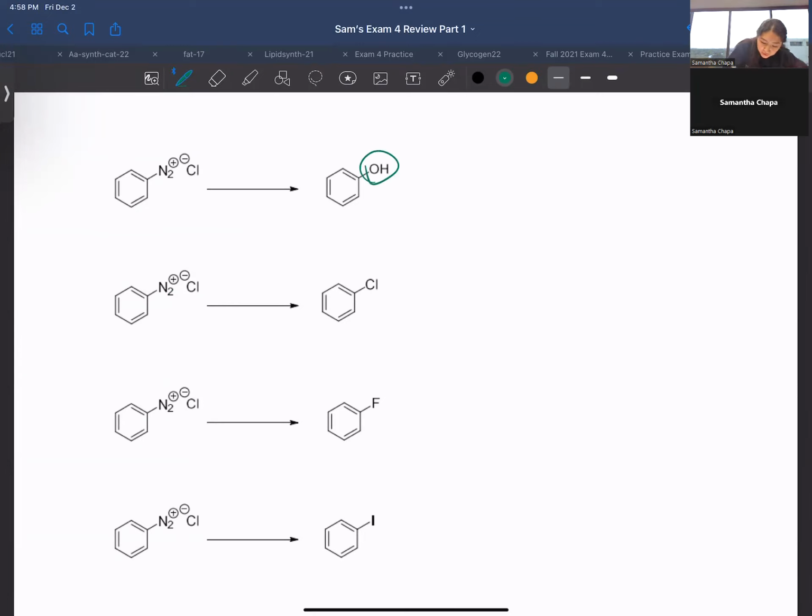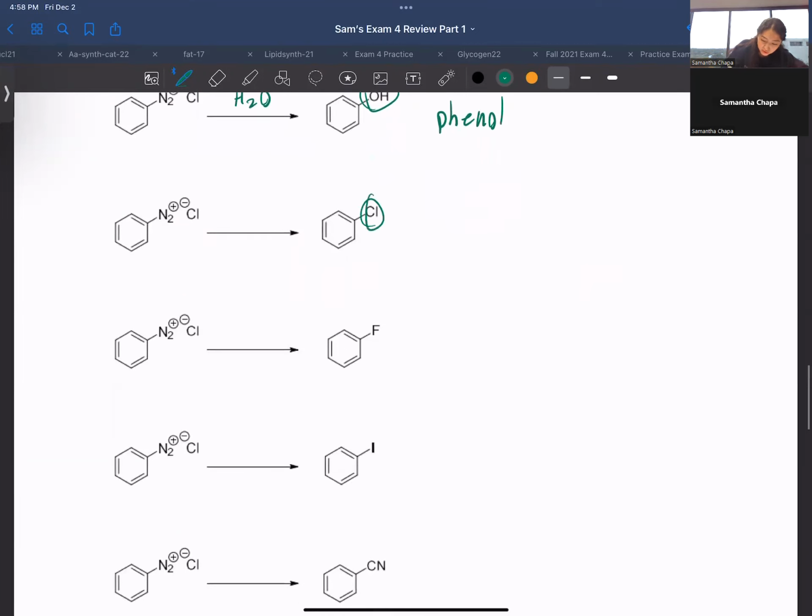For this one, it's adding the OH group. It's just H2O. So it becomes phenol. So you go from your diazonium salt to a phenol. This bottom one, we're adding a chlorine group. So I'm going to use copper chloride. Copper chloride. And so you make chlorobenzene.